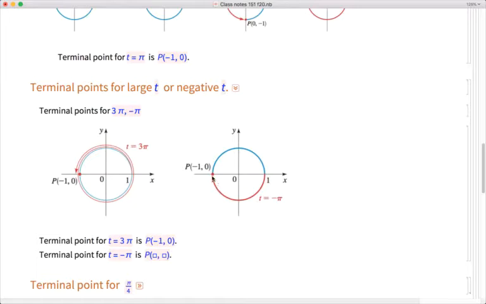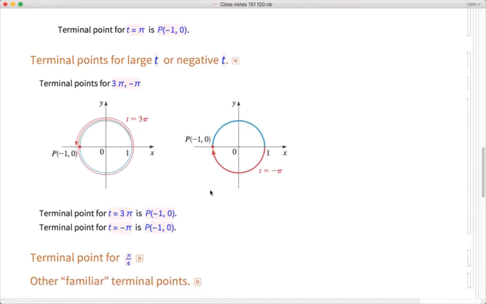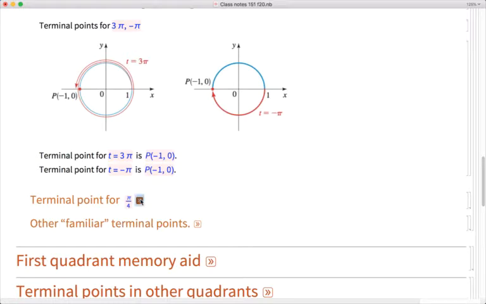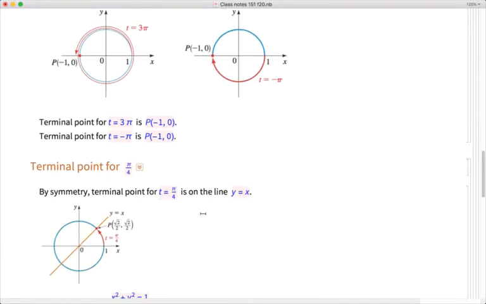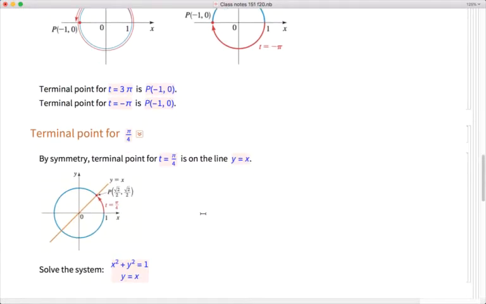Right, so this is the distance that we travel, and it brings us to the terminal point -1, 0. So the different numbers can lead to the same terminal point on the circle. Okay, we'll look at terminal points for pi over 4 and multiples of pi over 4 now.